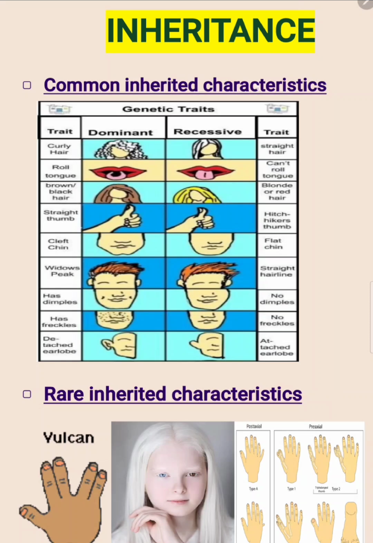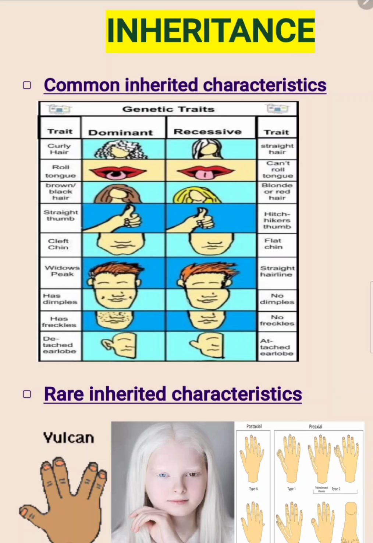Inherited characteristics are the characteristics or features of organisms that pass from one generation to another when they reproduce. There are two types of inherited characteristics. One is common inherited characteristics, the other is rare inherited characteristics. Let's see what the common inherited characteristics are that can be found in human beings.